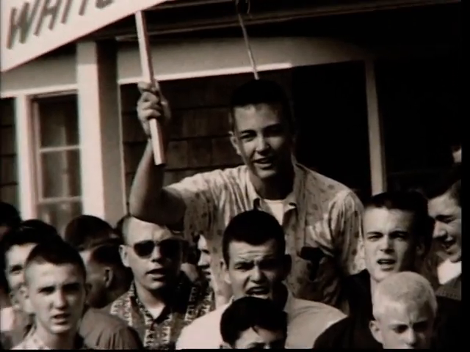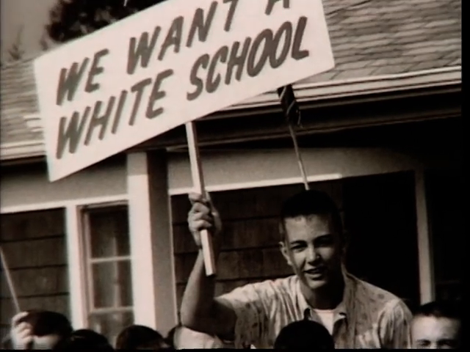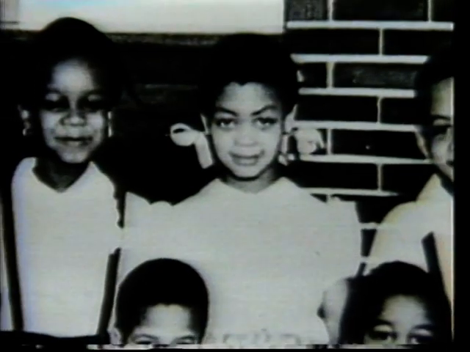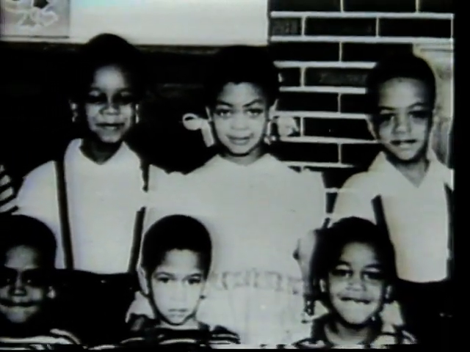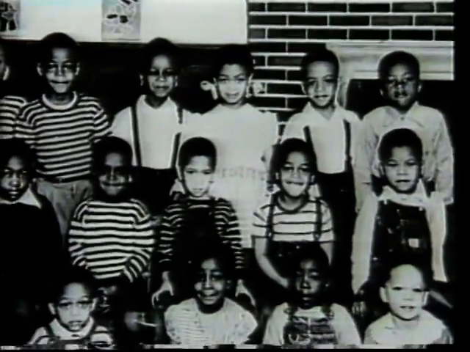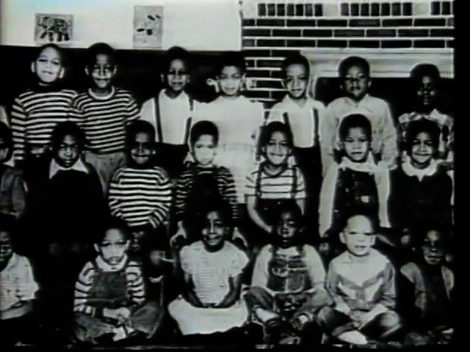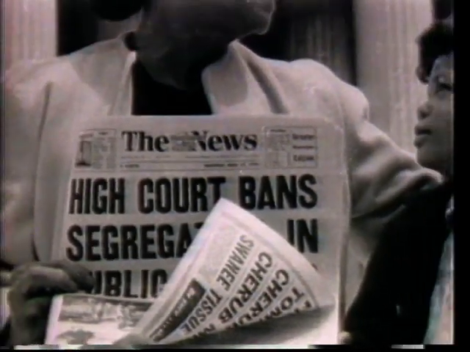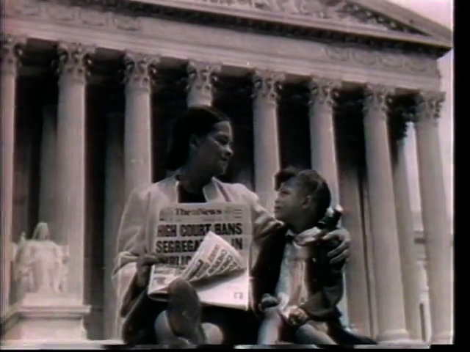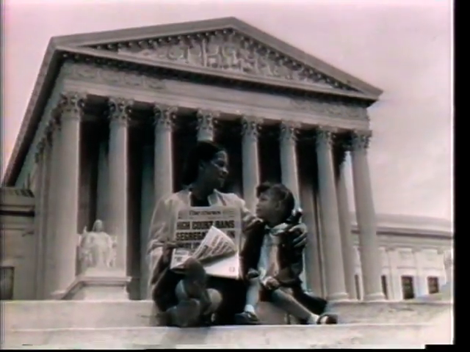But the fight wasn't over. This time, the battleground was in the classroom. In Topeka, Kansas, Oliver Brown didn't like the fact that his daughter attended an all-black school 21 blocks from their home when there was another school just 7 blocks away. Aided by the National Association for the Advancement of Colored People and attorney Thurgood Marshall, Brown went to court. And in the 1954 case of Brown versus the Board of Education, the Supreme Court ruled in his favor.